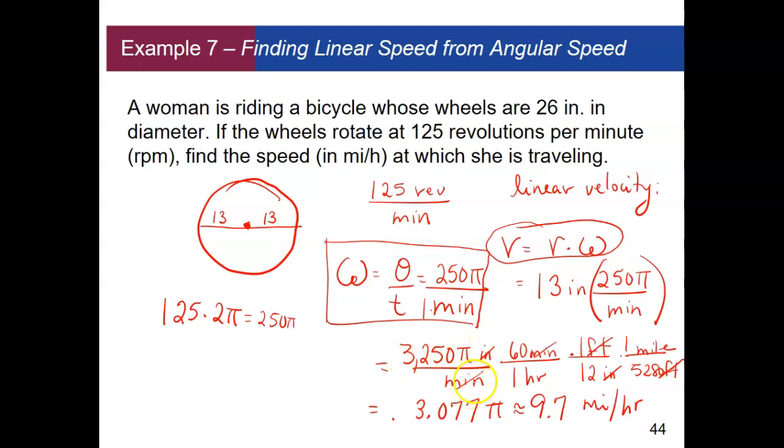The rest is just conversion factors. We need to get it all the way to miles per hour. So if I convert minutes to hours, 60 minutes in 1 hour, and then convert inches to feet, 12 inches in 1 foot, and then convert feet to miles, 5,280 feet in 1 mile. Multiply all that out, and you get 9.7 miles per hour.